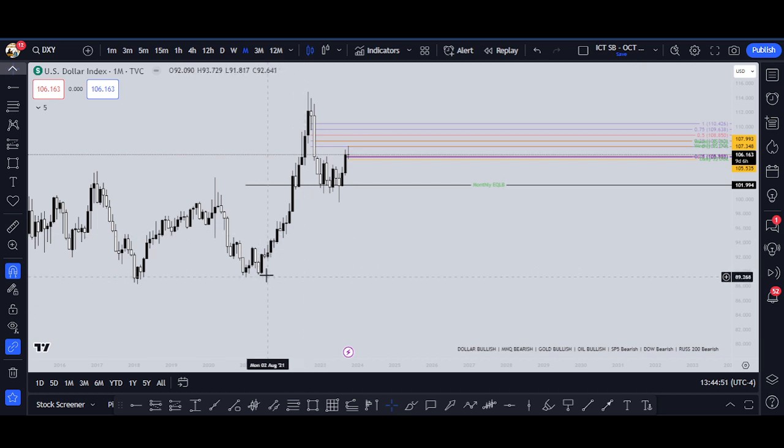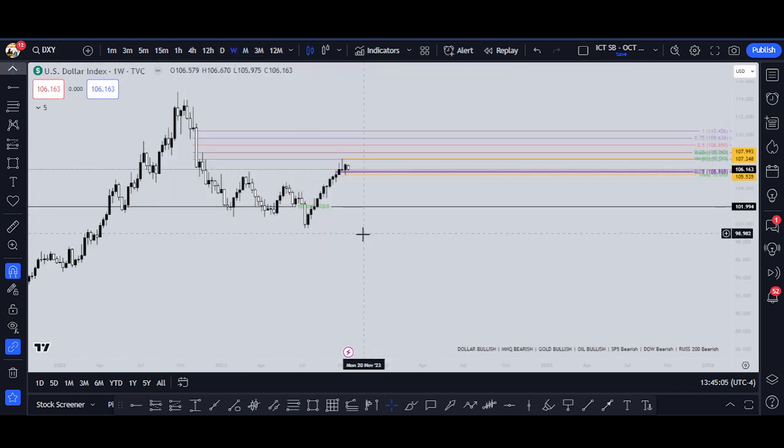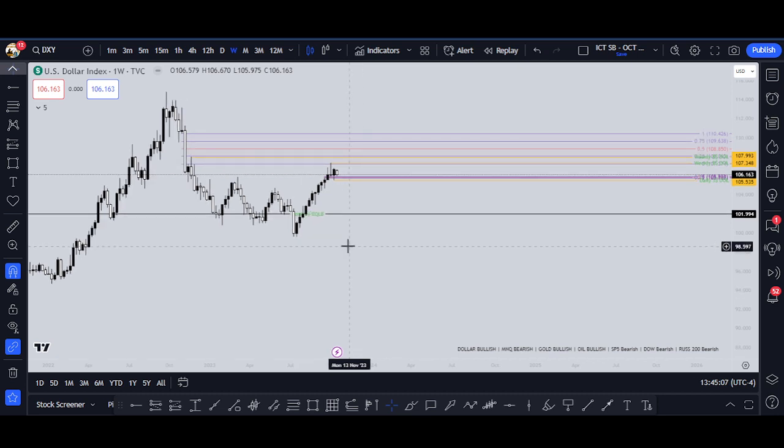All right. Taking a look here on the monthly, we can see we did tap into the equilibrium. Also, this monthly FVG, no other FVGs but this one way back here. Now let's take a look at the weekly draws on liquidity. Let's look at the weekly candle for the week of October 2nd.